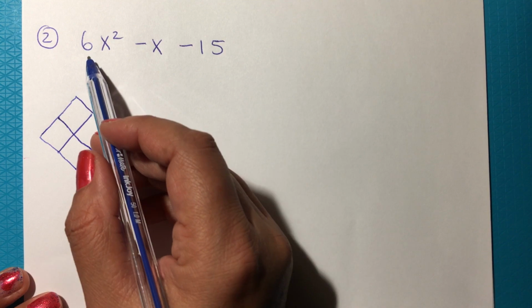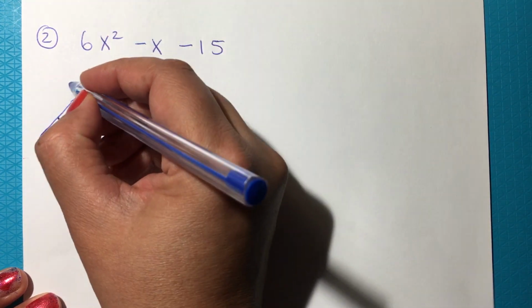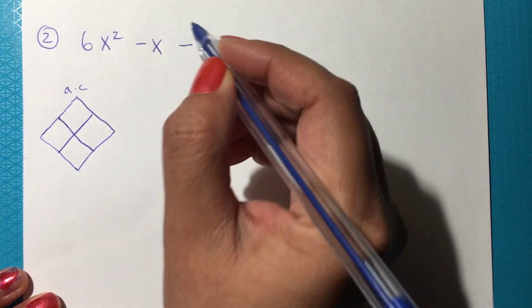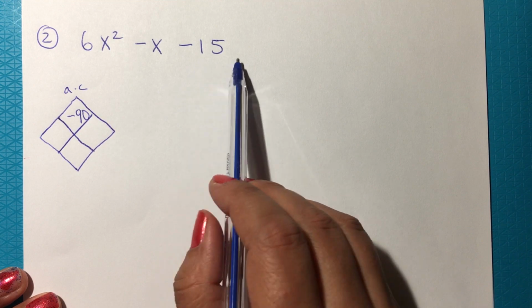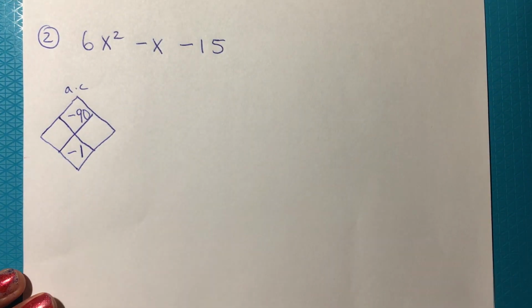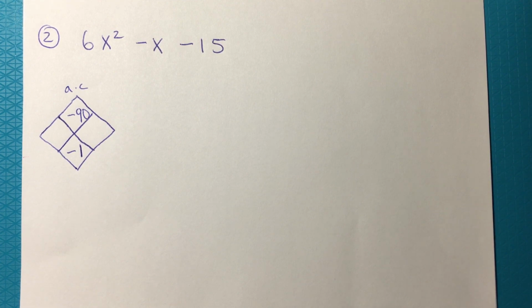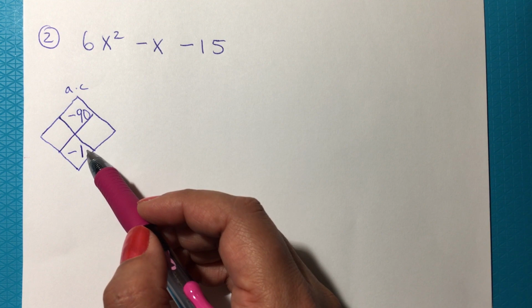In number 2, again, a is not 1. So we multiply a times c, and we get negative 90. 6 times negative 15 is negative 90. And we get negative 1 for the middle term. What are two factors that give us negative 90, but when subtracted give negative 1?